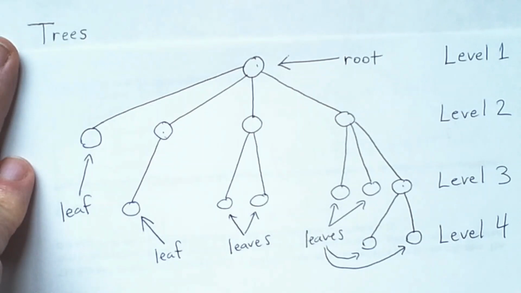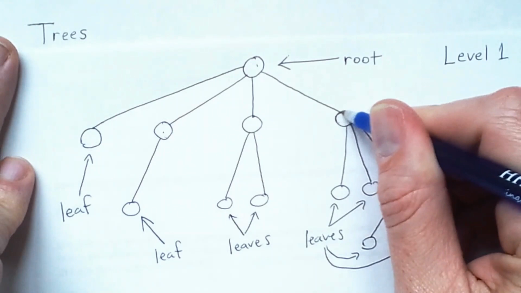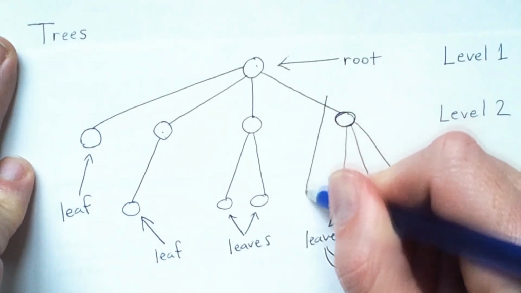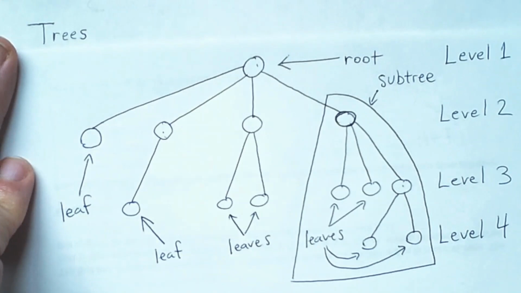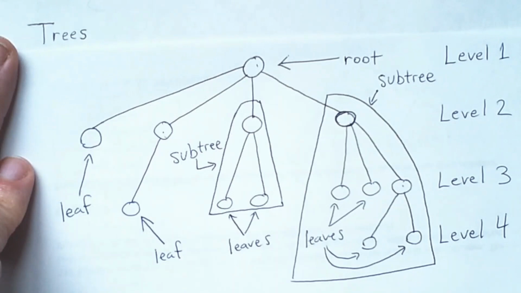Now, for any node in a tree, we can define a subtree. So a subtree would consist of that node as well as all of the nodes in the tree beneath it. For example, if I pick this node, then I can encompass all of these nodes into a subtree. And this is only one of many possible subtrees. For example, this is a subtree. A subtree consists of a given node and all of its descendants.